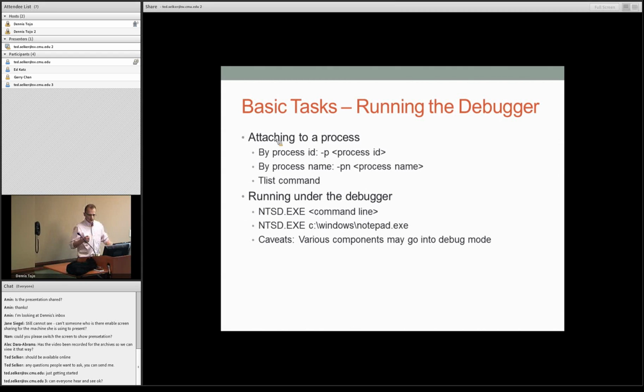If you're starting a new instance of a process under the debugger, it's pretty trivial. You just specify the command line. By the way, in all of my examples, because I'm not a UI kind of guy, I'm a console kind of guy, I use NTSD, but you can switch that out to WinDbg or CDB, whichever one of the 3 that you like.